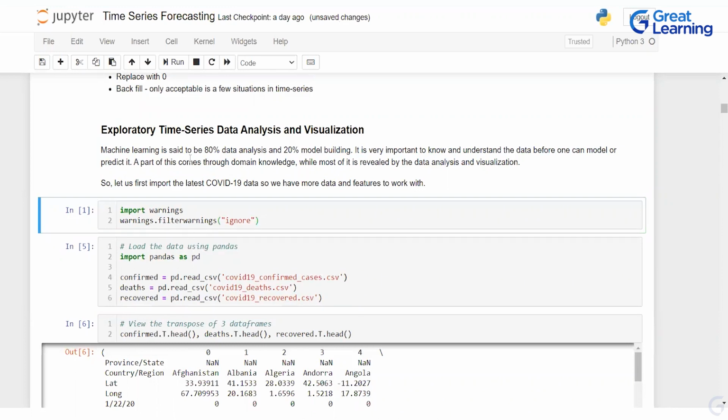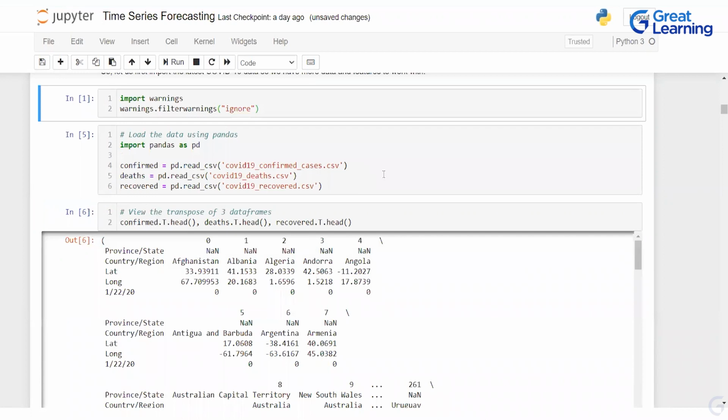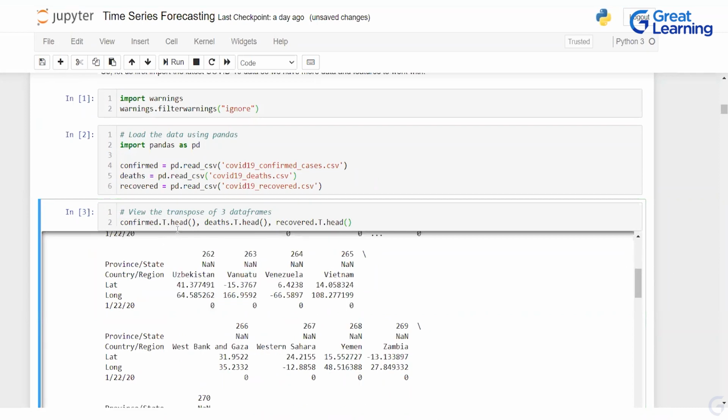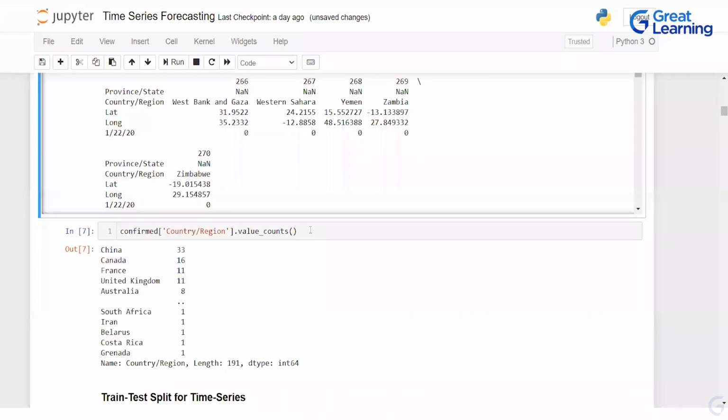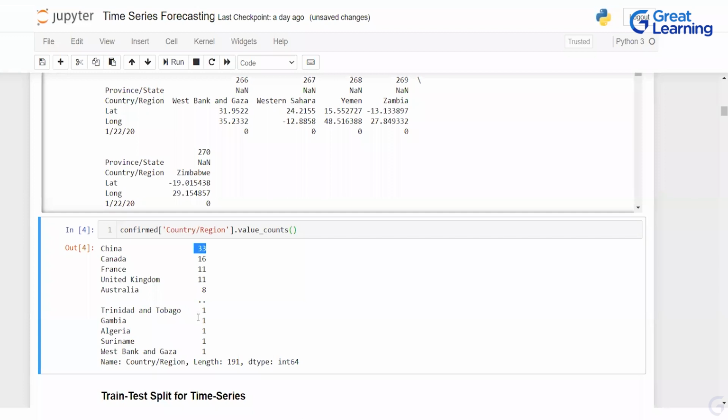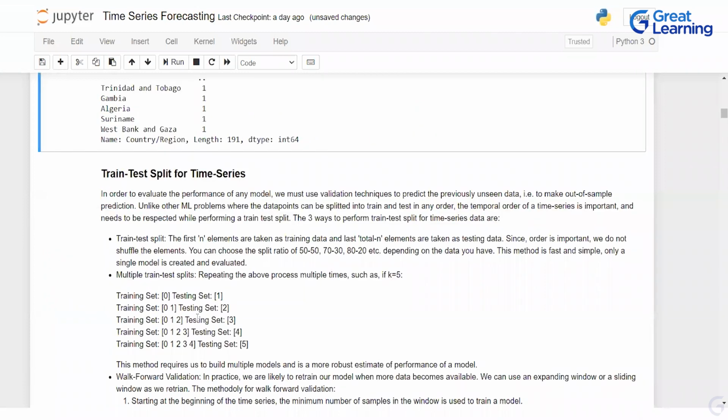Load the data using Pandas. These are my 3 data sets that I have loaded. You guys are pretty much aware of it. I'm just seeing the data sets. Confirm the head of all 3 data sets. This is what I have, which I showed you. Now I will see, based on country and region, what the value count is. If you see, China has the most, 33, followed by Canada, France, and so on. But we will take India only. Before that, as I was talking about train and test split, when you're working on a machine learning model, you use random state to do a train and test split.